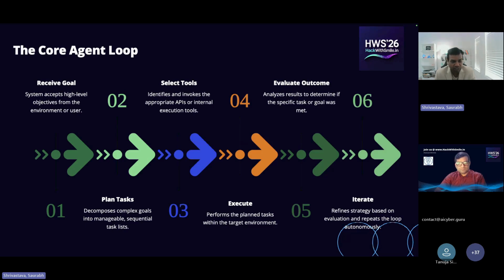So how do things work overall? You plan a task. You create a goal and you decompose it. We took the loan example, a simplified example, where these 5 things need to be done in order to approve the loan. Then it receives the goal, creates the high-level objective, selects the tool, meaning an API or internal execution tool, and which different systems it needs to talk to, and then executes based on the plan you have provided. Finally it builds the final outcome based on that, and it keeps iterating and refining the strategy autonomously until it gets better.